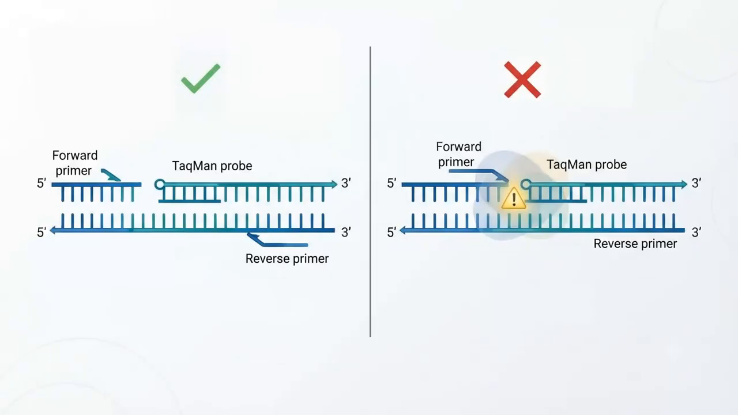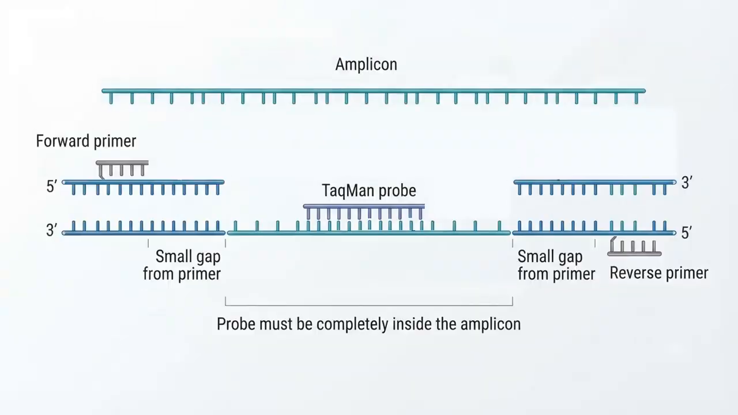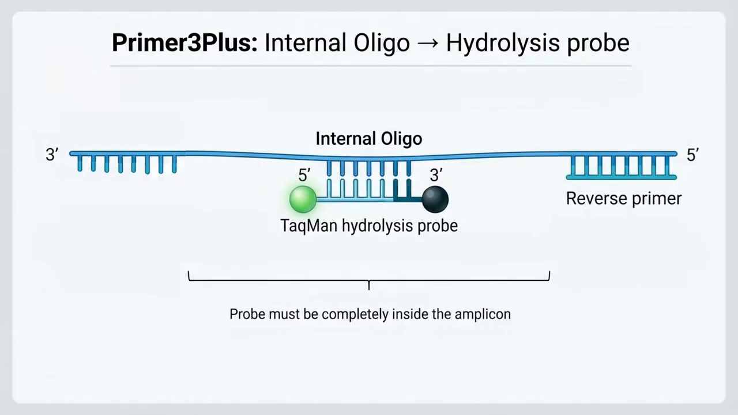If the probe overlaps either primer, the two oligonucleotides compete for the same target sequence. That competition reduces binding efficiency and can significantly decrease fluorescence. Likewise, placing the probe extremely close to either primer isn't ideal. Leaving a small gap improves hybridization and minimizes steric interference during extension. Fortunately, Primer3 usually suggests suitable probe positions automatically, but software isn't perfect. Always inspect the final design yourself.